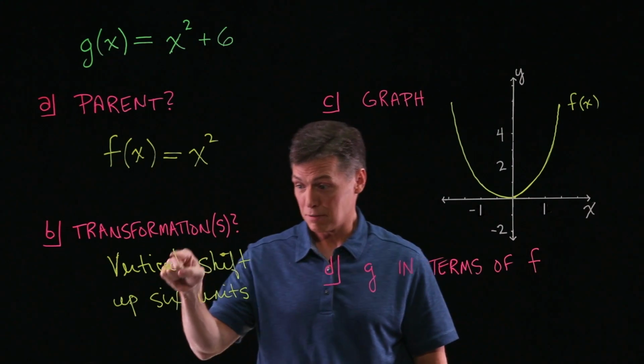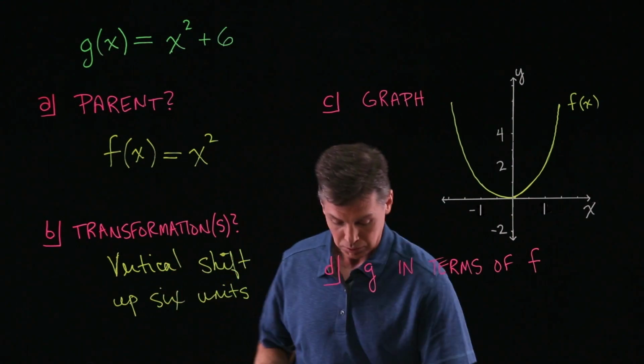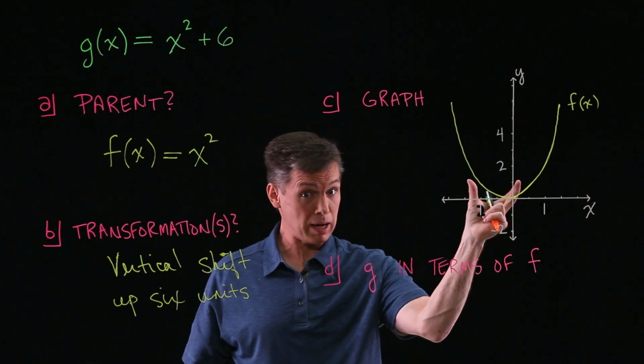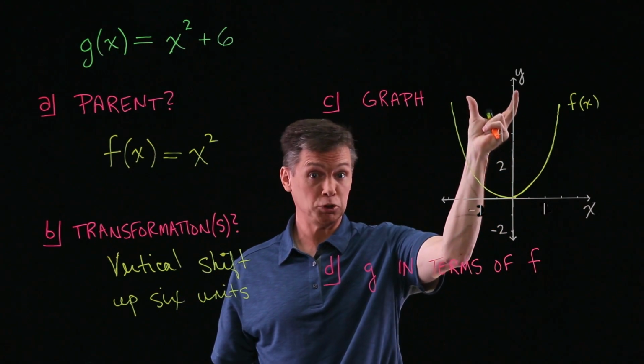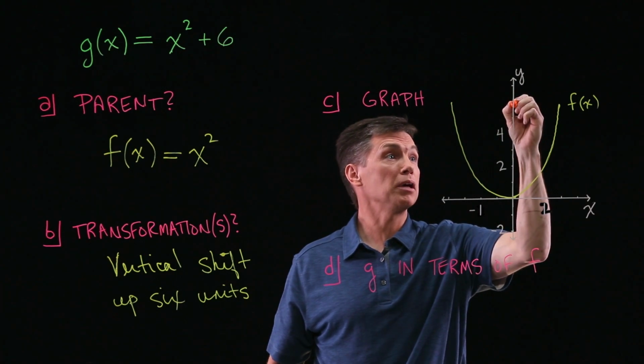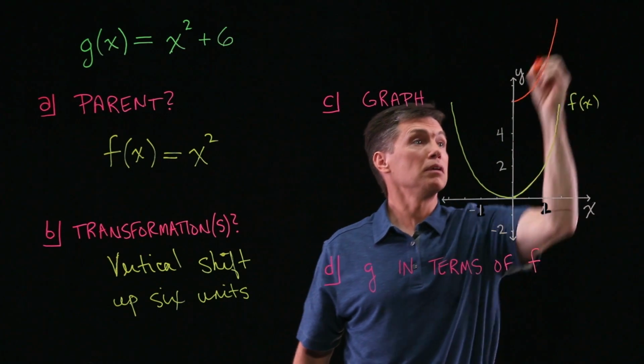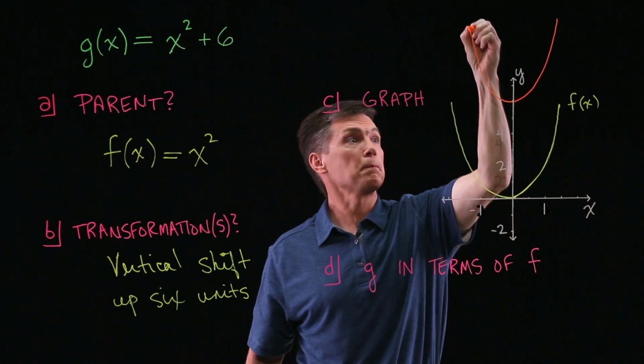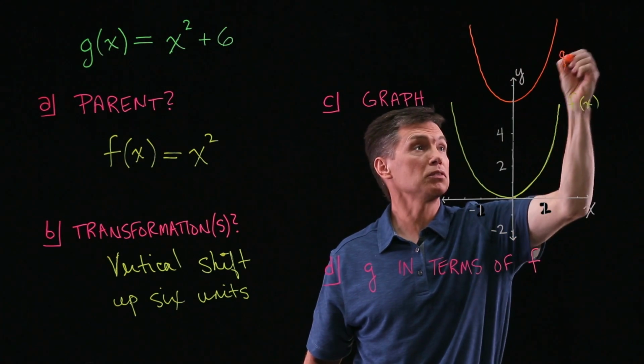These directions say vertical shift up 6 units. So I'm going to take this parabola and just shift it up 6 units and not do anything else to it. So for me, that's right about here. I'll try to draw my parabola, and that would be my g of x.